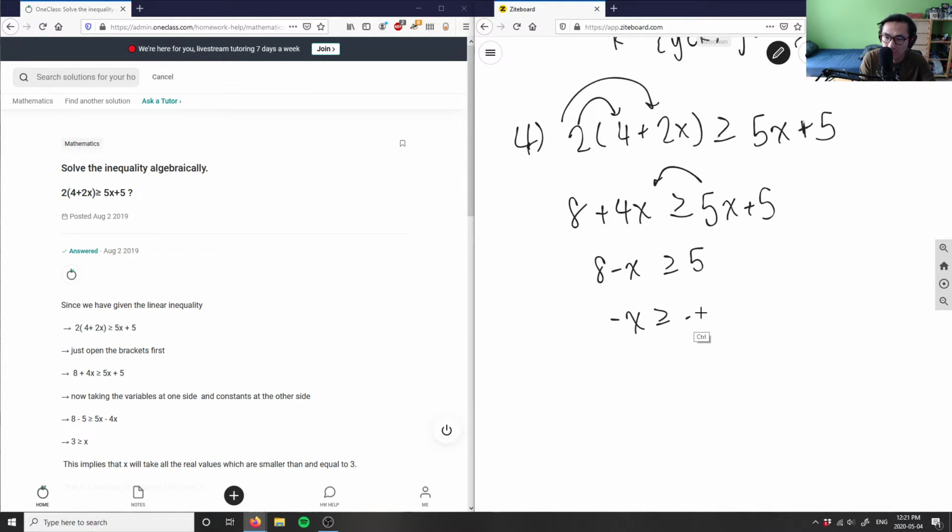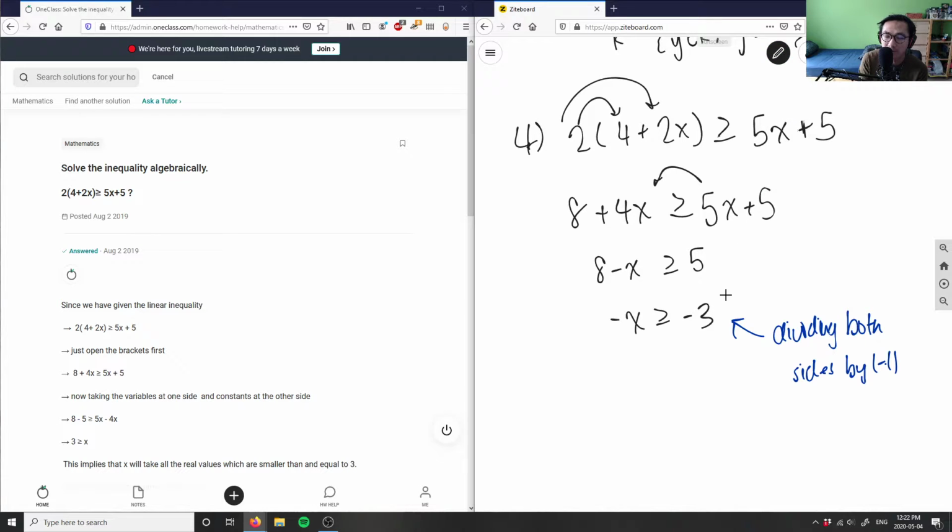Here, this should equal negative 3. 5 minus 8 here is negative 3. And again, the moment we divide both sides by a negative number, in this case negative 1, we're dividing both sides by negative 1 in order to get rid of the negative.